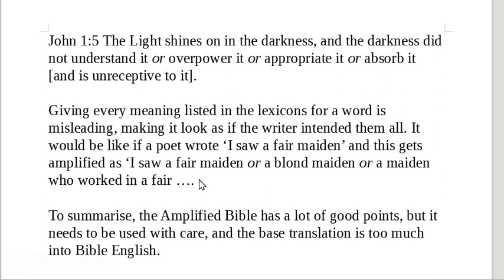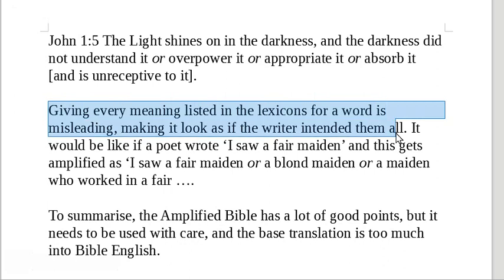Here's another one. "The light shines in the darkness, and the darkness did not understand it or overpower it or appropriate it or absorb it, and is unreceptive to it." And here I think is the weakness of their philosophy as an Amplified Bible. They tend to give every meaning listed in the lexicons for a word. This is misleading, making it look as if the writer intended them all.